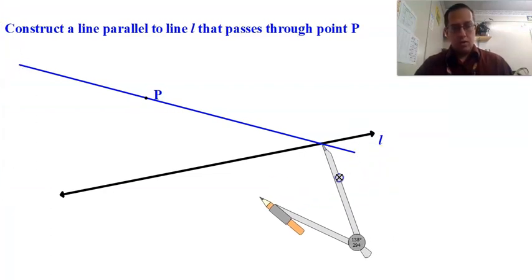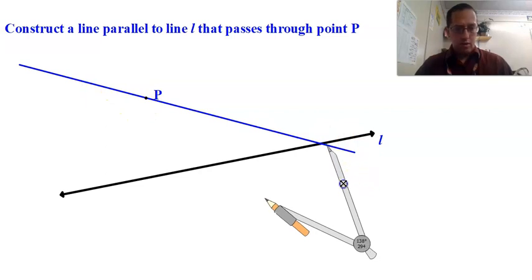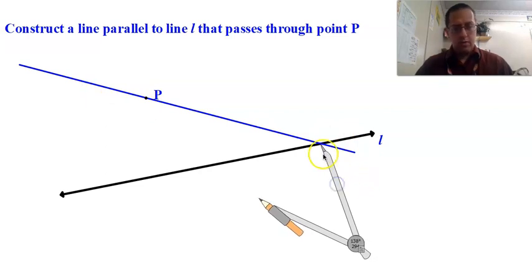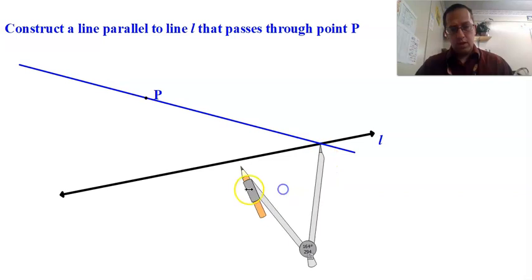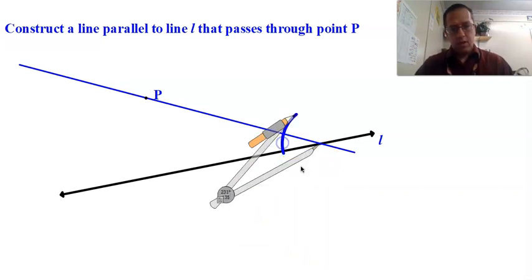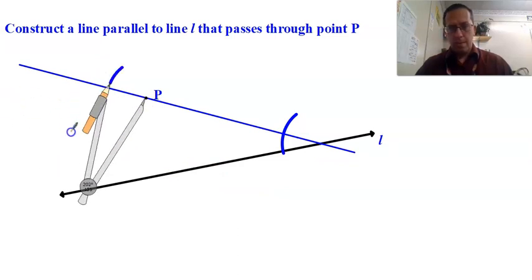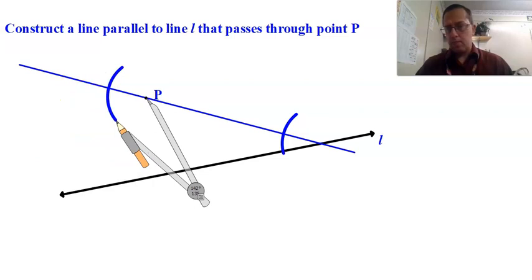Now what I'm going to do is I'm going to copy this angle right here, okay? So I center the compass on the vertex, and let's make this a little smaller, about there, that's good. And I'm going to make an arc going across, and I'm going to copy the arc up here. All right, like so.